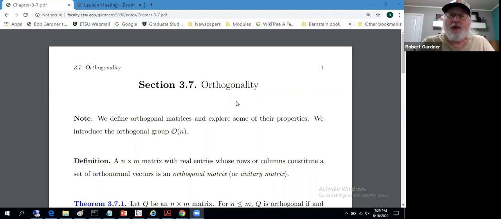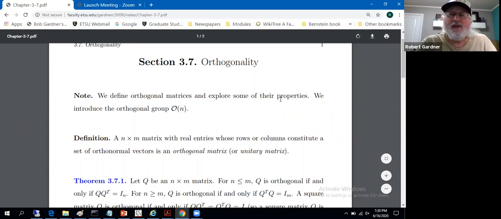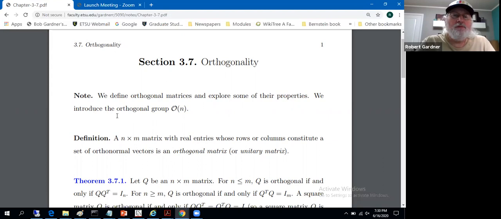Okay, on to a new topic. We're going to consider a special class of matrices called orthogonal matrices. And we're going to see actually that they form a group. We'll define orthogonal matrices, look at some of their properties, ways to classify them in particular, and we'll see in fact that they form a group. The orthogonal group of n by n matrices.